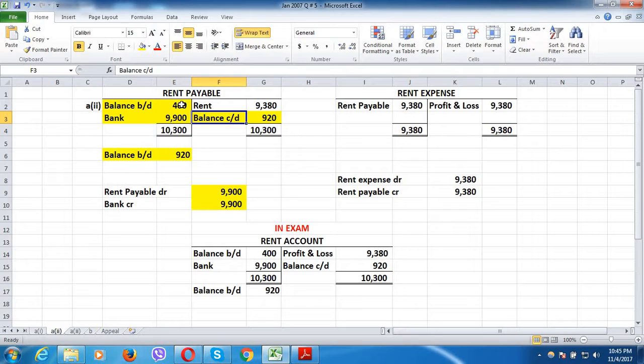So now you will have to balance it. 9,900 plus 400 equals 10,300. Deduct 920 from 10,300. It will be 9,380. And this is the rent expense figure. How did we recognize that this is the rent expense figure? Because I told you that for expense, the journal will be rent expense debit, rent payable credit. So here it is, rent expense debit 9,380 and rent payable credit 9,380. By seeing this, we can recognize that this is the rent expense figure.